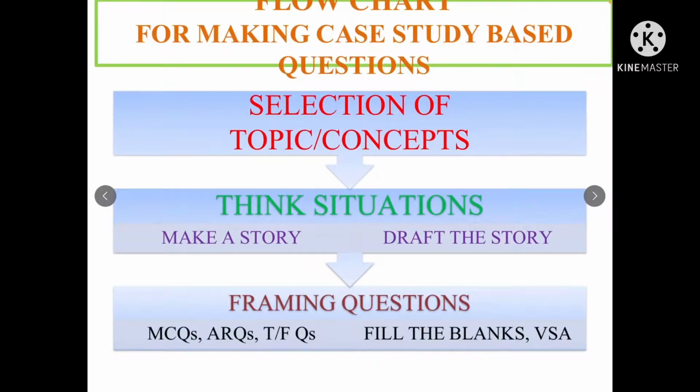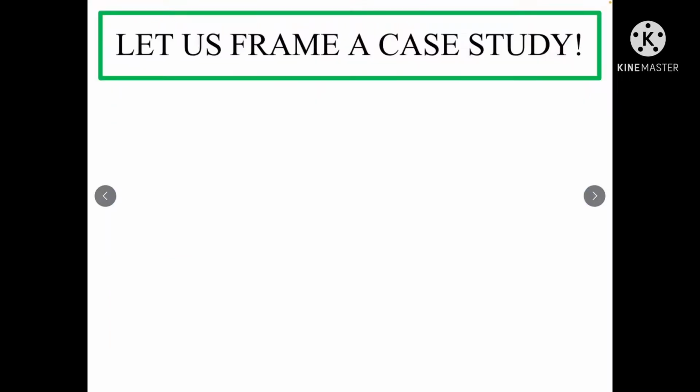Now the flowchart for making case study based questions. Just go through it correctly so that you can frame a good number of case study questions later on. The first point is selection of topic or concept. First we select a topic or concept, then think of a situation, based on the situation make a story, and then draft it. Now frame the questions. The questions may be of MCQ type, ARQ type, true false type, fill in the blanks type, or very short answer type.